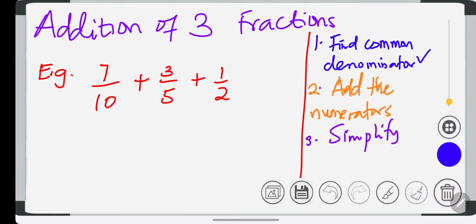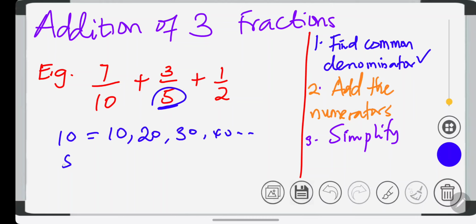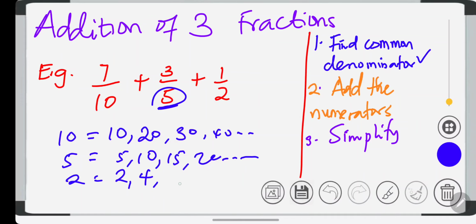We find the common denominator by looking at the different multiples. So we can use the multiples approach. Multiples of 10, that is the number that 10 can divide into without leaving a remainder. We have 10, 20. We obtain this by repetitive addition, right? Add 10, so 30 and so on. The next number is a 5. So for 5, we're going to have 5, 10, 15, 20. For 2, we have 2 plus 2, 4 plus 2, 6, 8, 10, and so on.